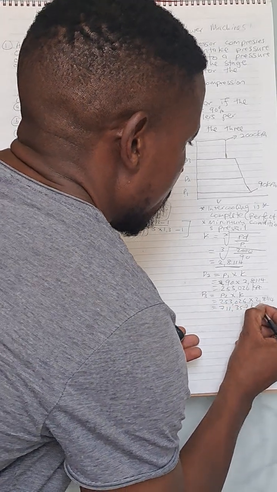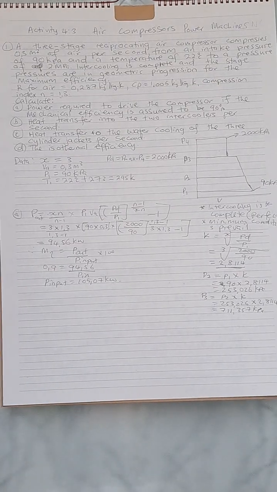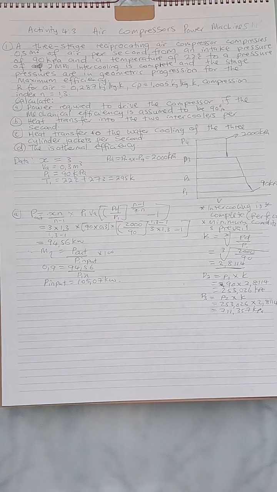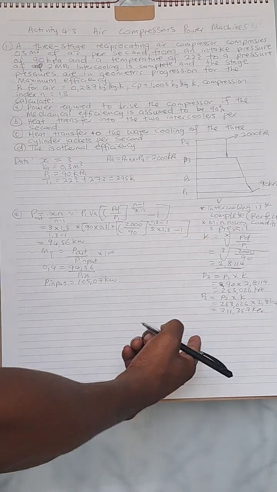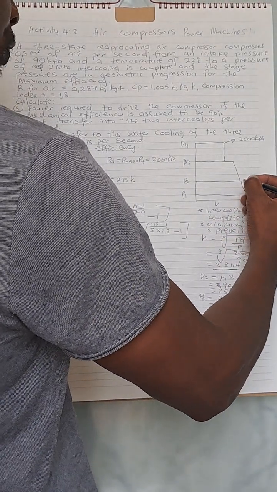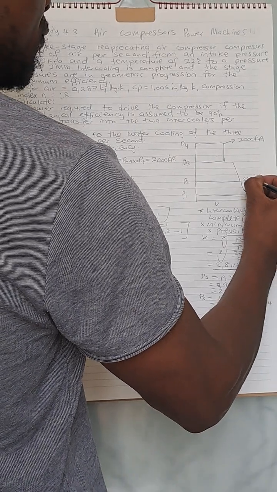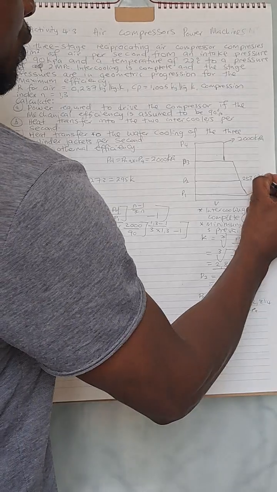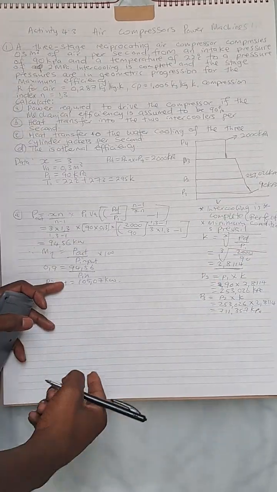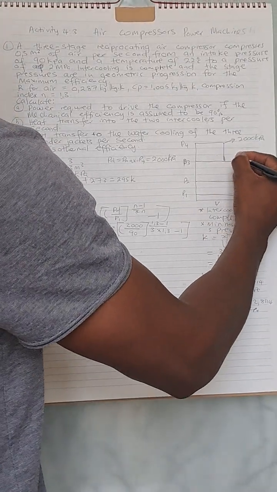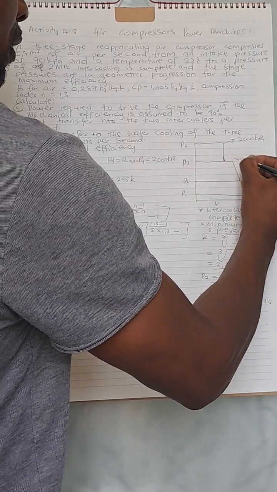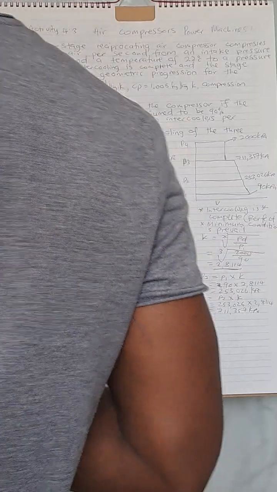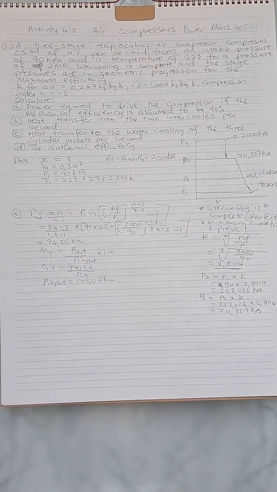I'm getting 711.357 kilopascal. So now we have our P1, we have our P2, as well as our P3. So you can come here, our P2 is 253.026 kilopascal, and then our P3 is 711.357 kilopascal. So we now have all our pressures.